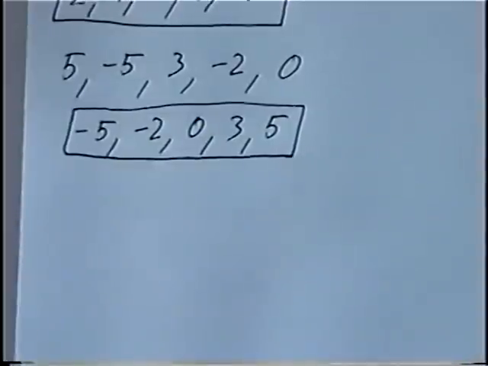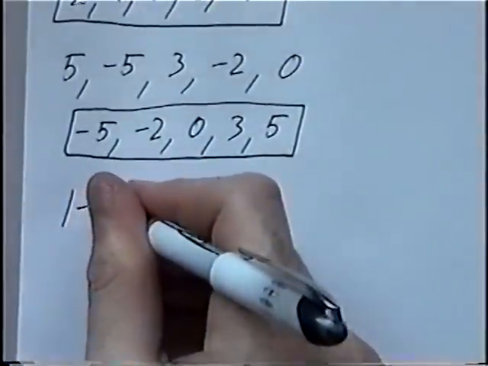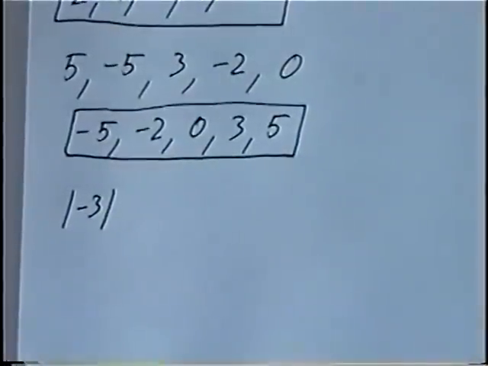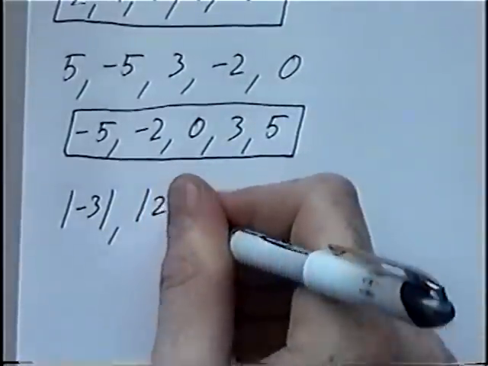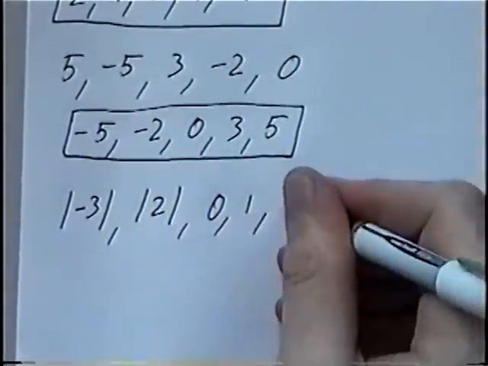Next question and last question for this section. We have the absolute value of -3. Absolute value is 2 vertical lines around the number. Next number is the absolute value of 2, and then 0, 1, and 4.